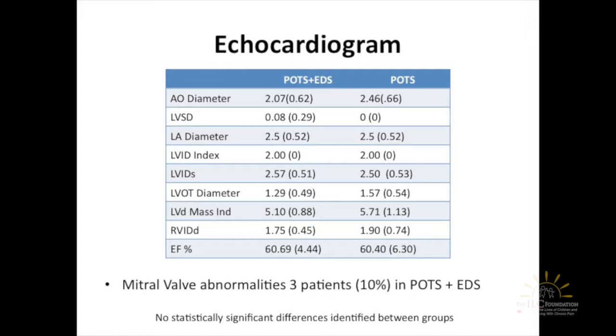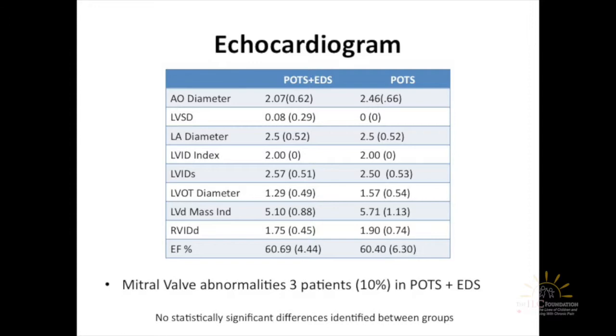We did find some mitral regurgitation in three patients with POTS and EDS, which is 10% of the population, and Dr. Francomano in her study reported 18%, right? So there is some possibility that, because the sample was smaller, it could be related or coherent.